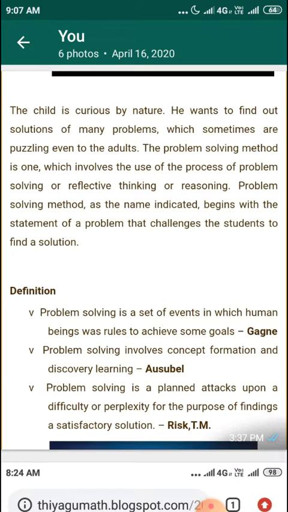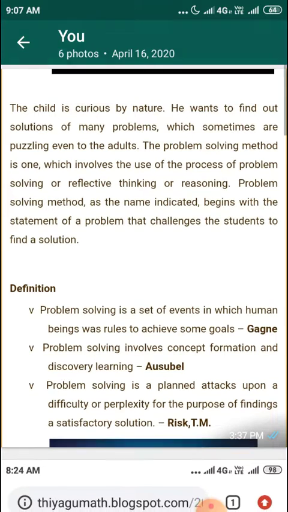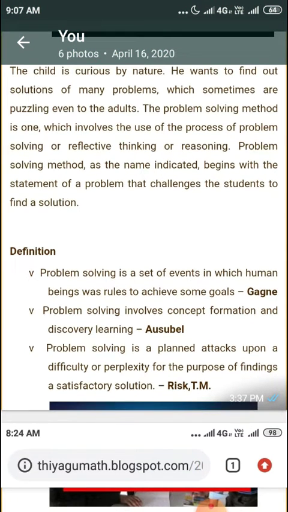The problem solving method is one which involves the use of the process of problem solving, or reflective thinking, or reasoning. Problem solving method, as the name indicates, begins with the statement of a problem that challenges the student to find out the solution.